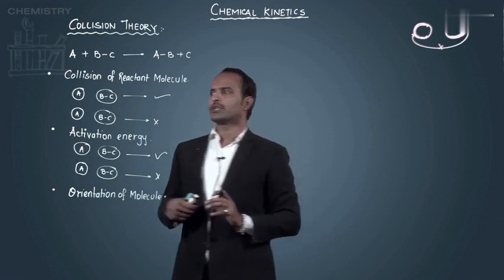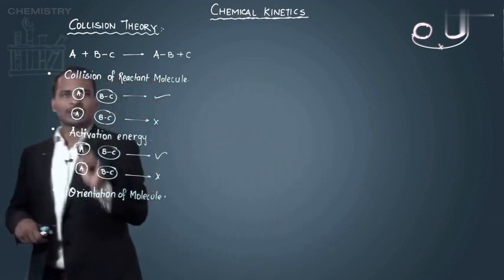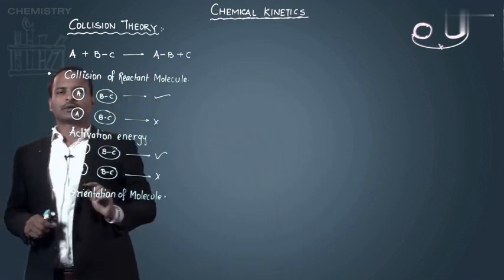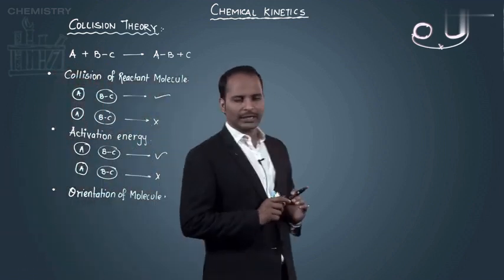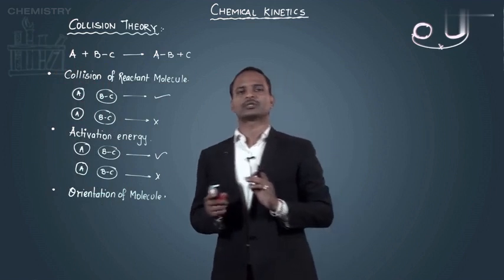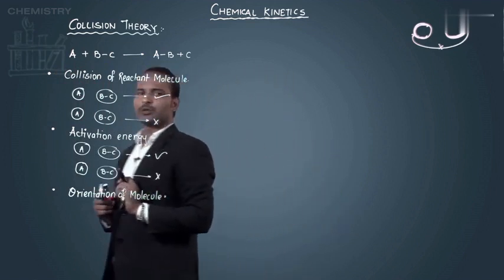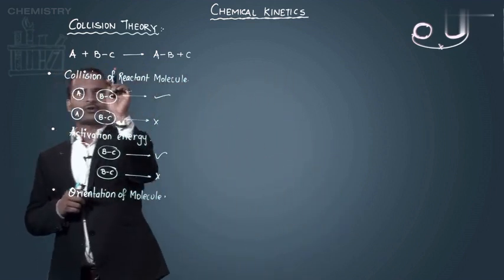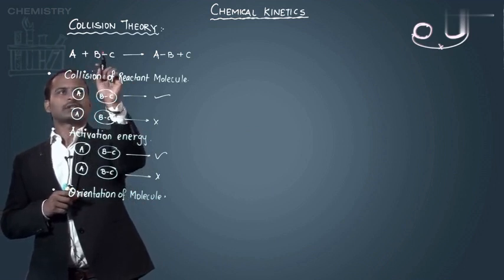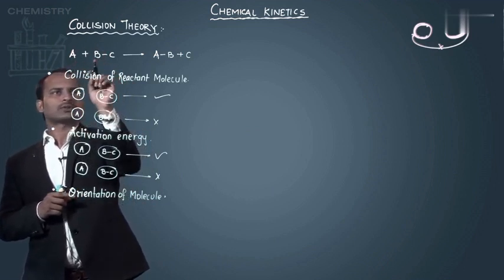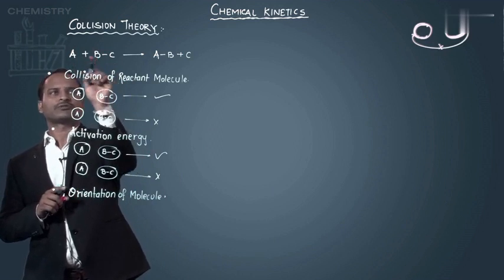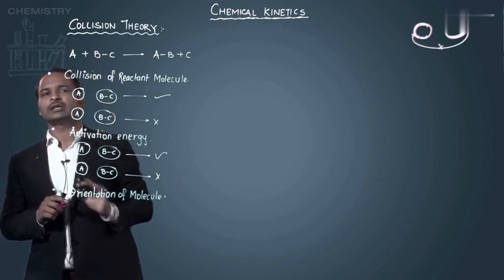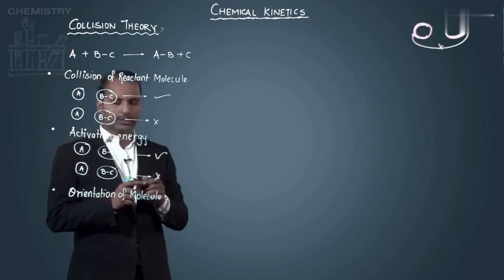Now, proper orientation means what? Now in the reaction, suppose A, B, C. As I said, during the reaction certain bonds break and certain bonds are formed. So the molecules will be properly oriented if the part of the bond, like suppose here this bond is breaking and this bond is attached. So the proper orientation is that A should collide with the B part of this molecule. If it is colliding with the C, the molecules will not be properly oriented.